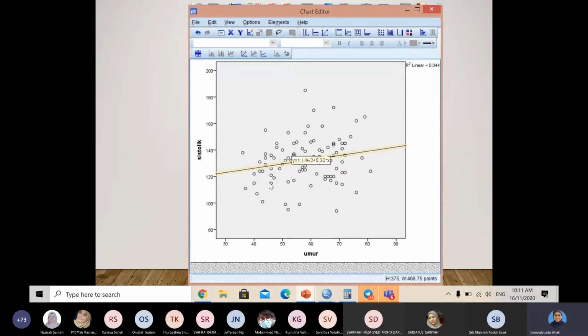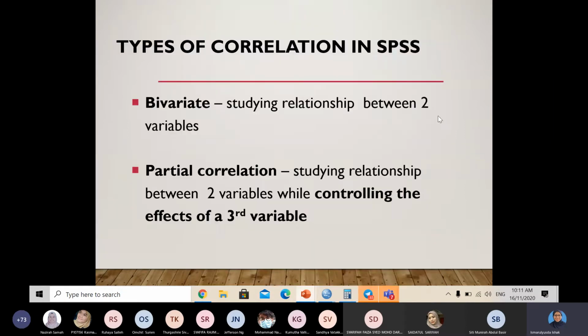Only 4% can predict the systolic. Oh, this is age. Okay, 4% of age can predict the systolic. But this is not about regression. This is about correlation. Okay. We go to the correlations results.